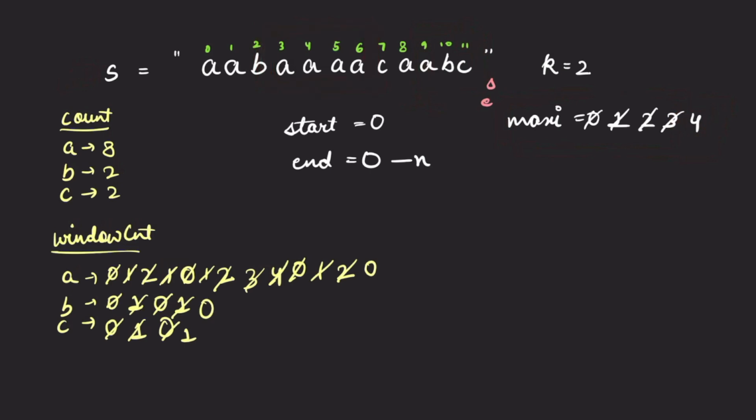Now at the end, simply what we can do is, what will be our answer? Our answer will be n minus maxi, which will be 12 minus 4, that is 8. Simply this we have to return, right? So I hope you got the gist of the problem. Let's quickly code it out.